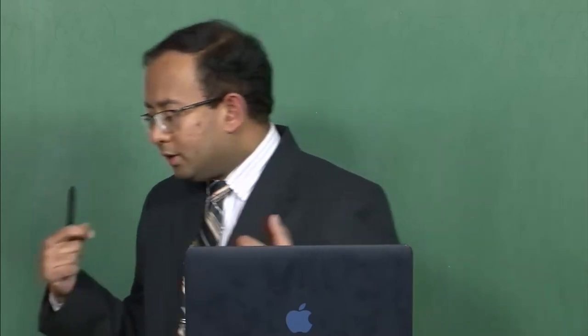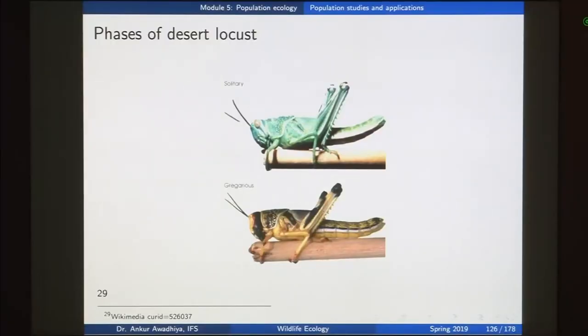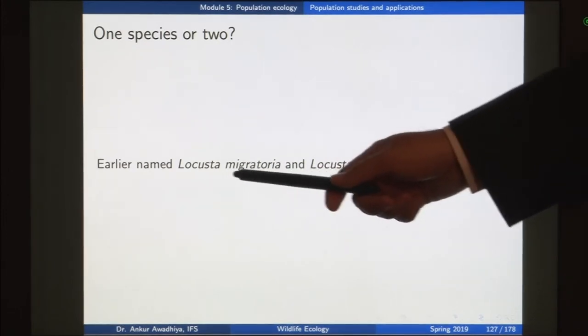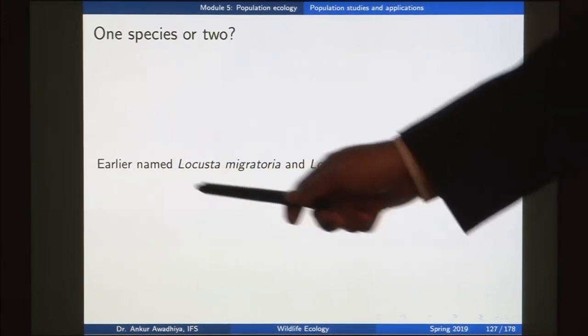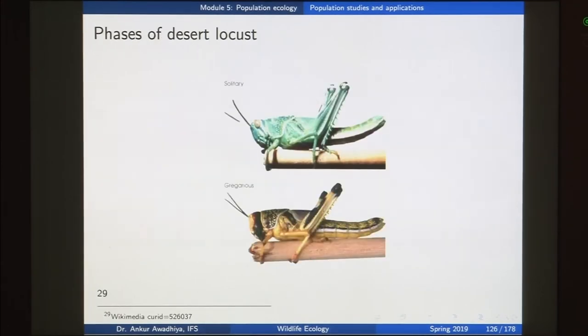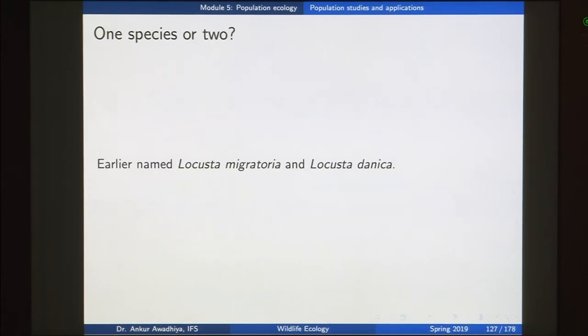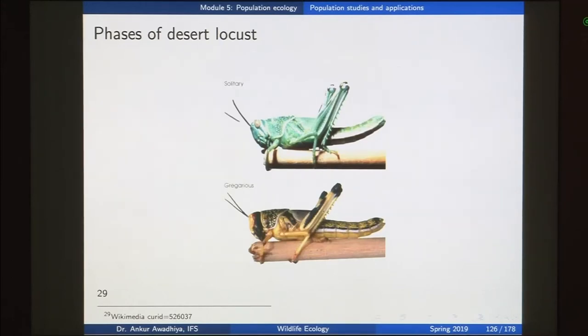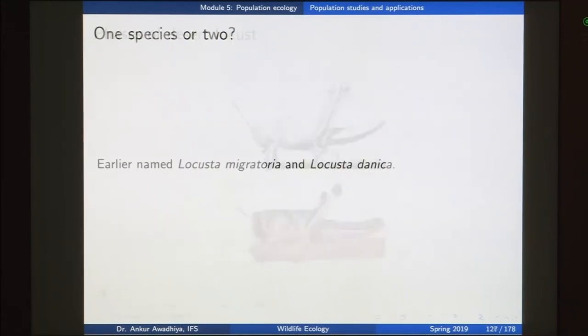And you do not see them in the intervening period. In the intervening period, you only see these green organisms. So, for a very long time, people used to think that these are two different species altogether. The first one was named Locusta migratoria, the migrating species, or the dark colored species, the one that we have downwards. The second one was known as Locusta danica, which is the light colored species. So, people used to think that these are two different species.